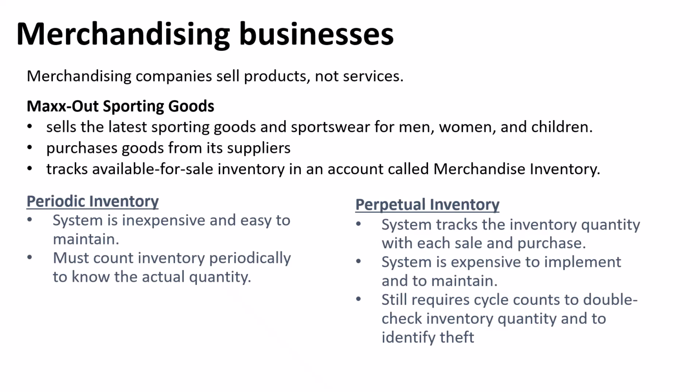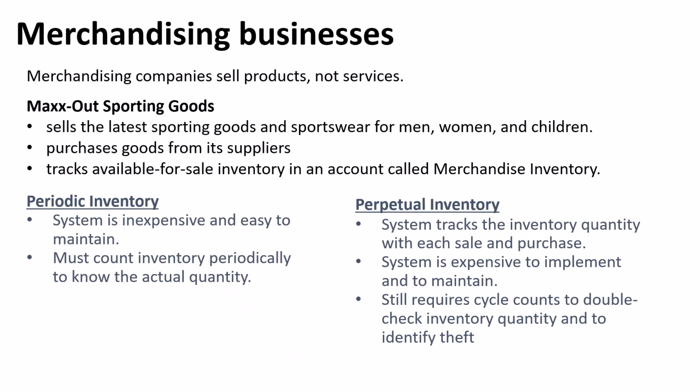Merchandising businesses require a different chart of accounts than a service business because merchandising businesses sell products, not services. In addition, a retail business requires an inventory system to record the merchandise that is purchased, that has been sold, and that is on hand at any time during the accounting cycle. In our example, Max Out Sporting Goods buys products from its suppliers and posts its available for sale inventory in an account called merchandise inventory.